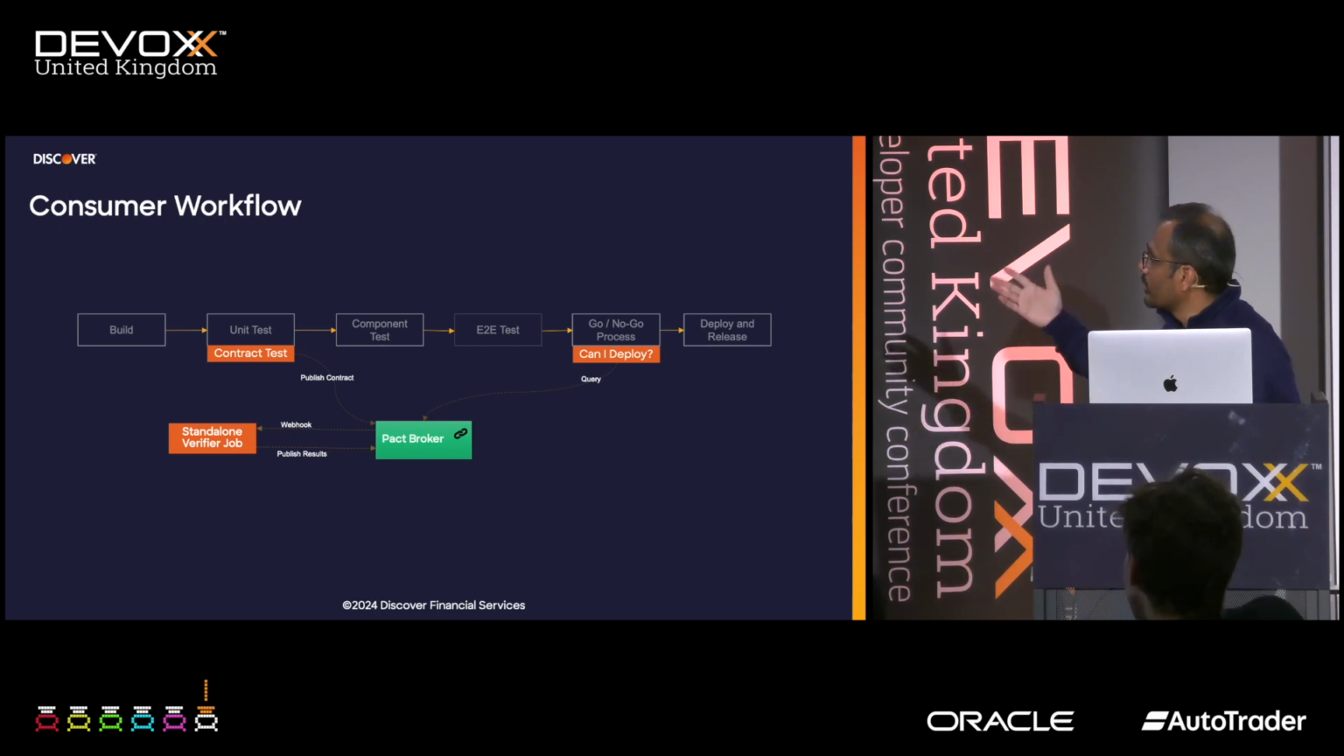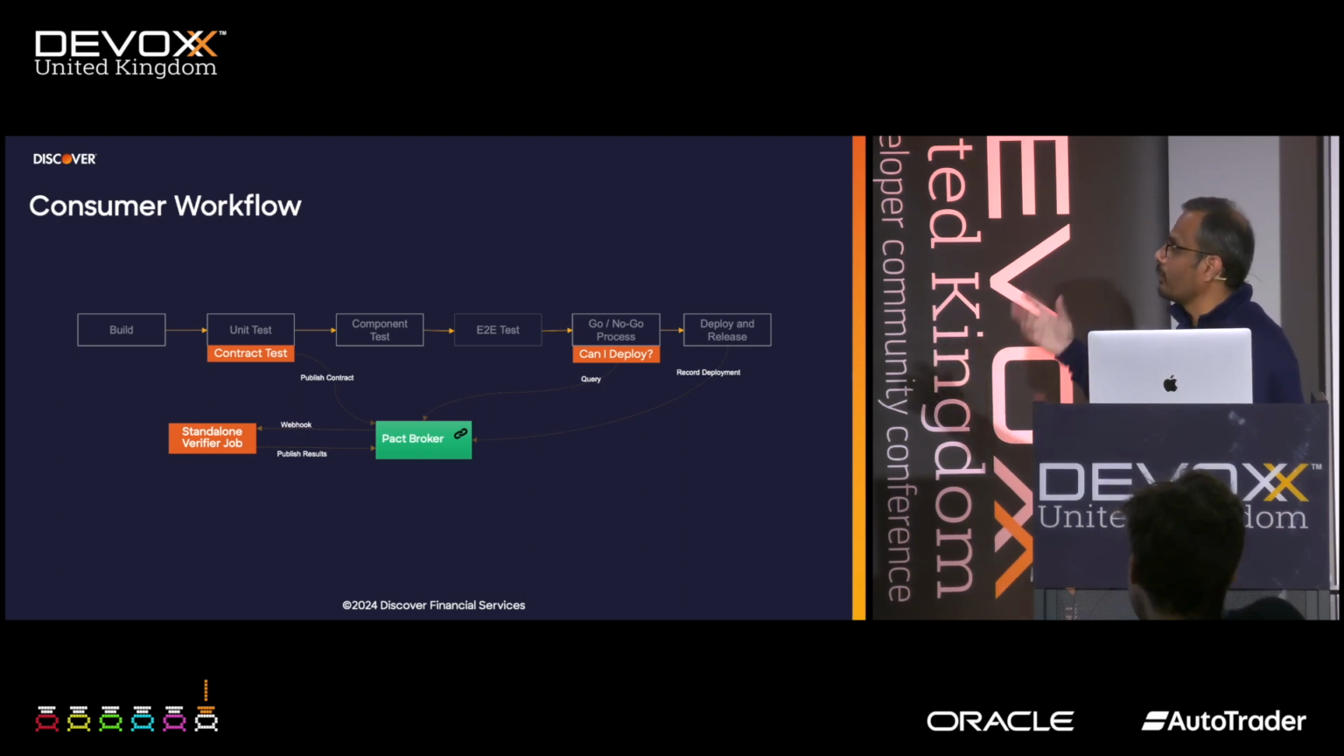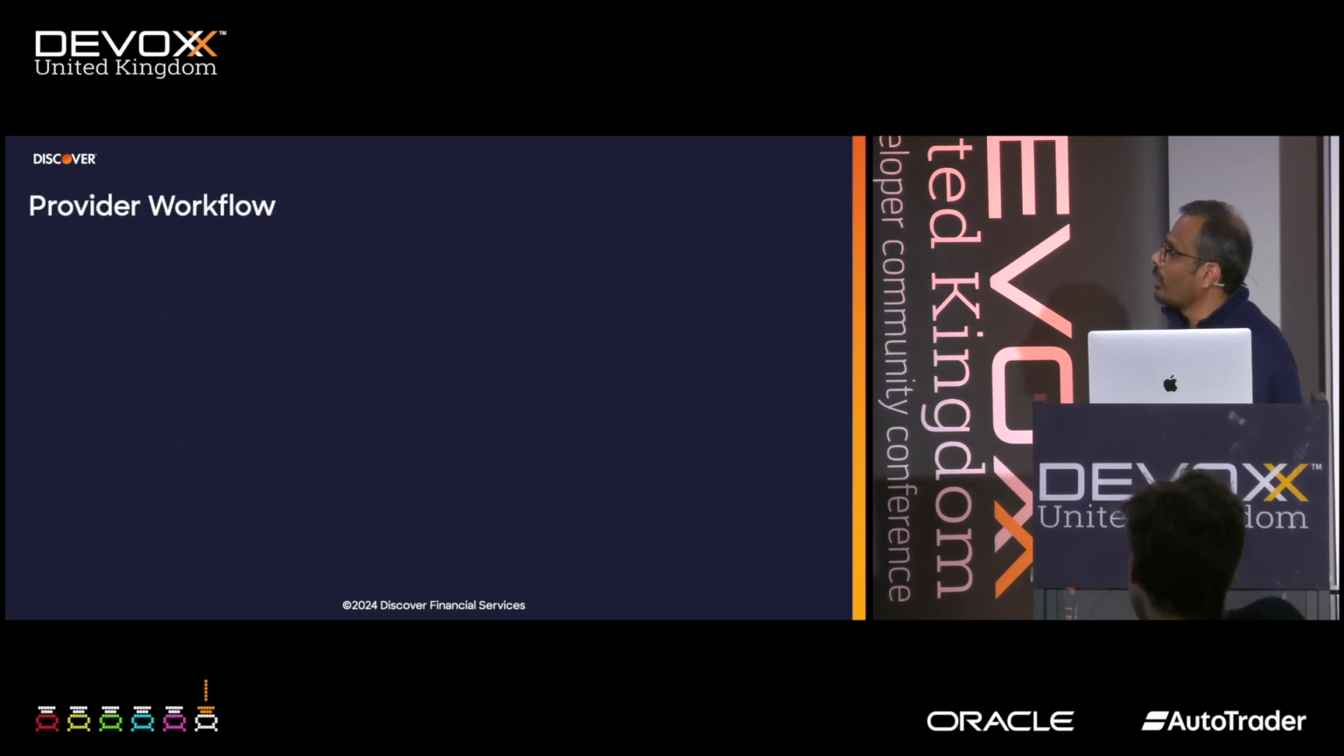Let's say the pipeline proceeds with the deployment and the deployment is successful. It is very important to record the deployed version with the Pact Broker. That's how Pact Broker gathers the information about what is deployed where, and it uses that information to build a whole compatibility matrix, which it uses to answer queries like Can I Deploy that we looked at earlier. So that's the high-level view of consumer workflow. Now let's look at how the workflow looks from provider perspective. It's the same pipeline view.